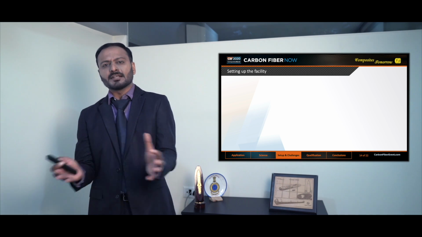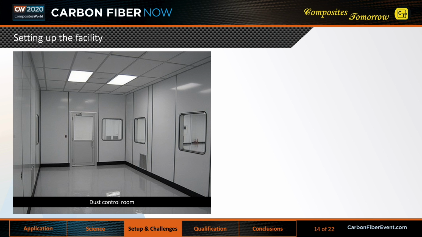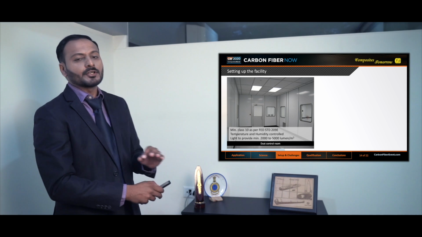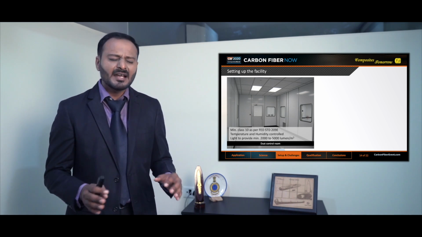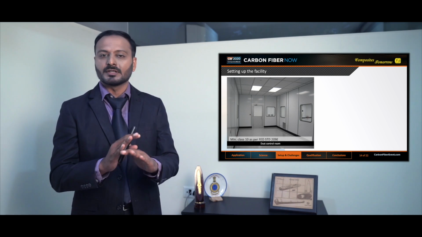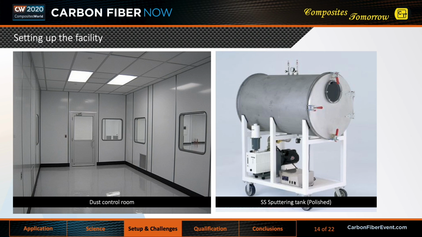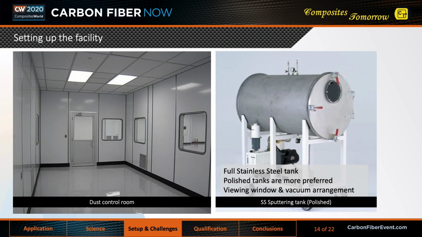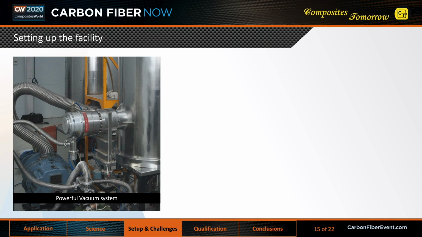Now, let's say if we want to set up a facility, how does it look like? The first and foremost thing for such a facility would be a dust controlled room. It should have at least class 10 temperature and humidity control, and the basic level of illumination is a must. Other than that, we would require a steel chamber. It would be preferred to have polished stainless steel with a viewing window so that the process can be monitored manually also. And we would require very high vacuum capability pumps.